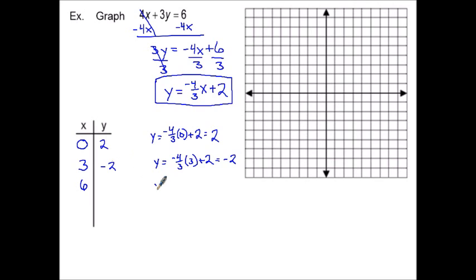Alright, and then finally with the 6, negative 4/3 times 6 plus 2. Okay, the 3 and the 6 reduce down to a 2. Negative 4 and the 2 give me a negative 8. Negative 8 and 2 give me a negative 6.